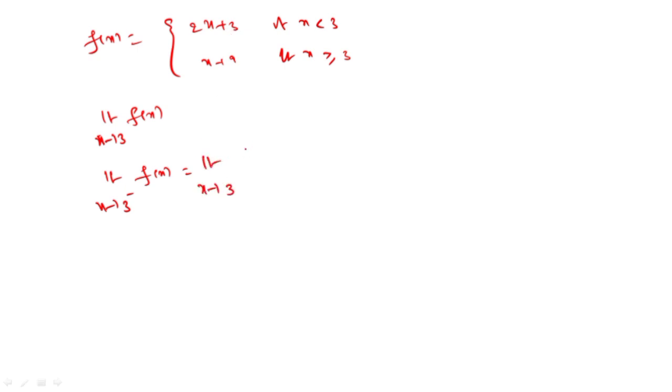Limit x tends to 3 of 2x plus 3. So that is 2 times 3 plus 3, which is 6 plus 3, that is 9. Two 3s are 6, plus 3 is 9. Or you can use the definition, the limit as x tends to a minus of f of x equals the limit as h tends to 0 of f of a minus h. That also you can use, no problem.